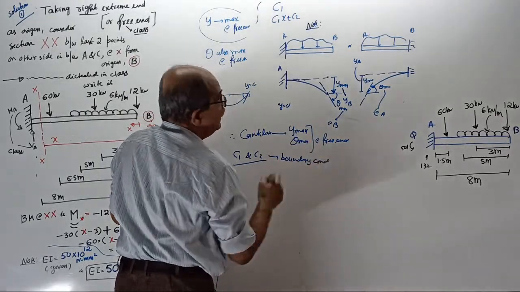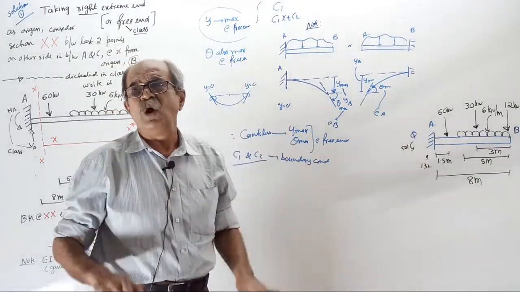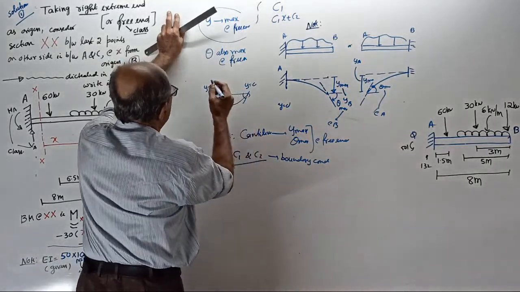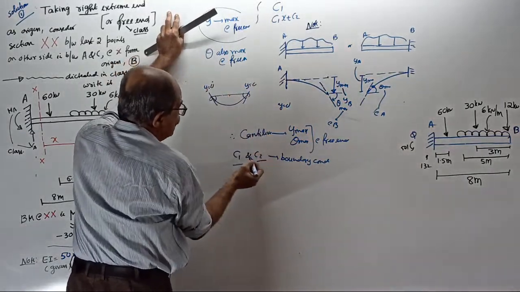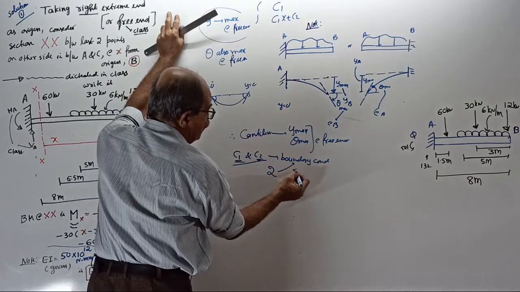Boundary conditions. See, boundary conditions means what? Where zero slope or zero deflection is there. Now, in a simply supported beam, there are two unknowns here, C1 and C2. So, two boundary conditions are required.